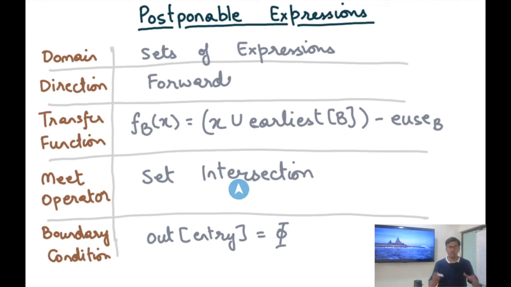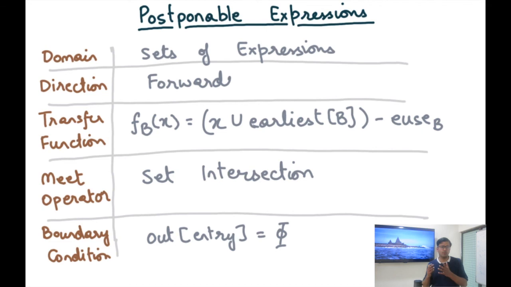An expression is postponable if it's postponable on all the incoming program paths. So the meet operator is set intersection. The boundary condition is that nothing is postponable at the beginning. And the transfer function is that something is postponable if it is earliest, which means I know that it can be computed here. So it's the earliest place I can compute it, and it has not been used. All right. So if it has been used, then I can't postpone it any further. So I subtract use. Right.